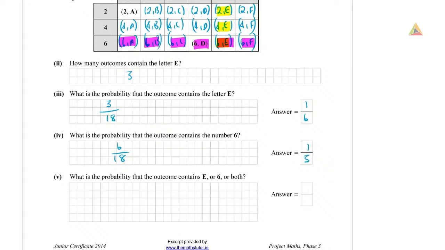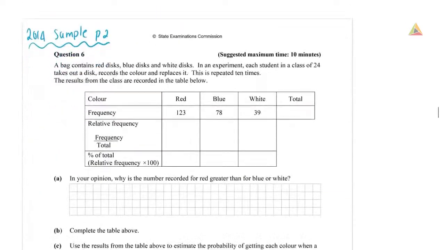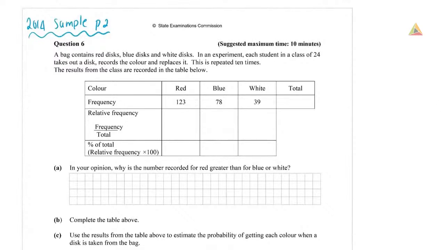For part 5, what is the probability that the outcome contains an E or a 6 or both? So we have 3 options containing an E, so that's 1, 2, 3. And we have options containing a 6, so we have 1, 2, 3, 4, 5, and 6. So if you add all of those up, it's 8 out of 18, and that breaks down to 4/9. And that's it for part 5, and I think that's the end of that question. Yep. So we're moving on to 2014 sample paper 2 now.